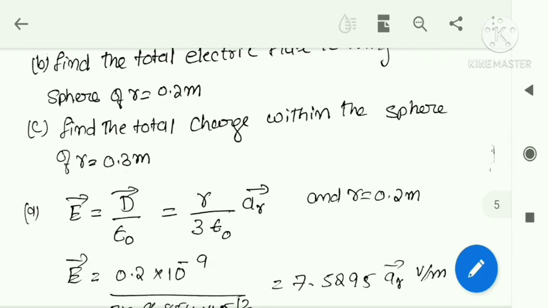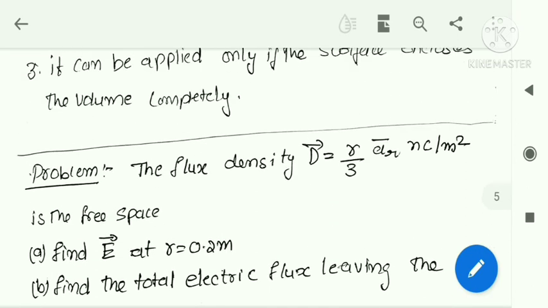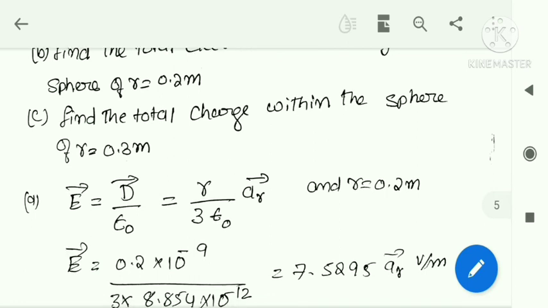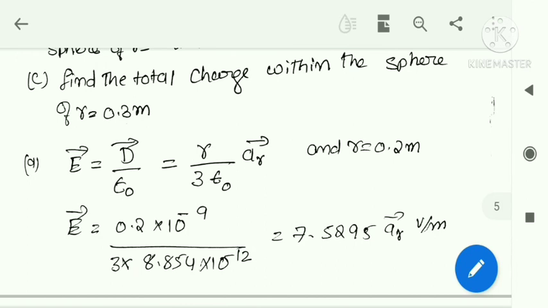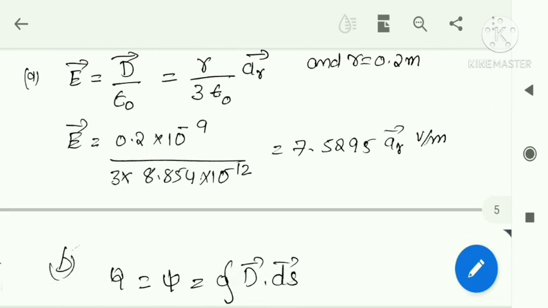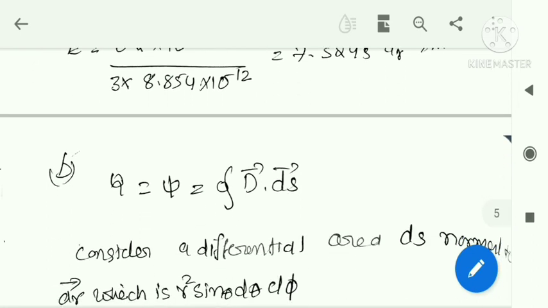So we'll go for the first sub question. E is equal to D divided by epsilon. D is given as r divided by 3 into a_r. So E is r divided by 3 epsilon into a_r, and the value of r is 0.2 meter, and epsilon naught is 8.854 into 10 to the power of minus 12. After substituting all these values, we can get the value of E.